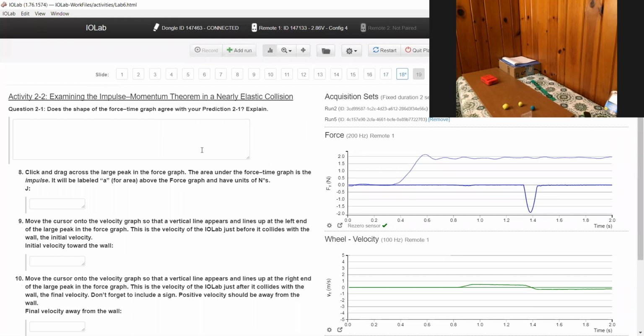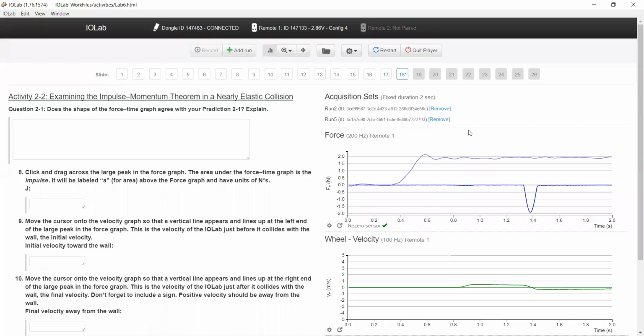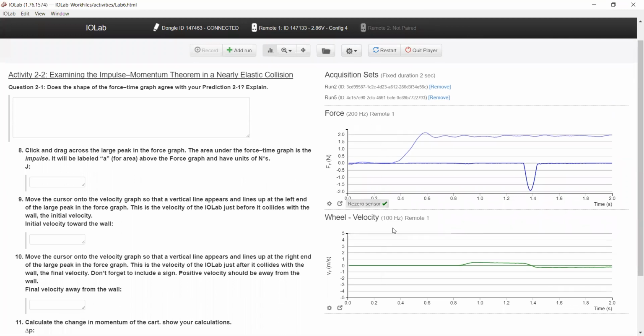Does the shape of the force agree with your prediction, or did you already predict that in the last one? Click and drag across the last peak in the force graph, and the graph line sample will be labeled A. Following the instruction, I think we don't need the video, so let me take it out. They want you to select the peak in the force graph. We have to find the area of this one. We already have this tool, so just make sure you start from here and go up to the peak only.